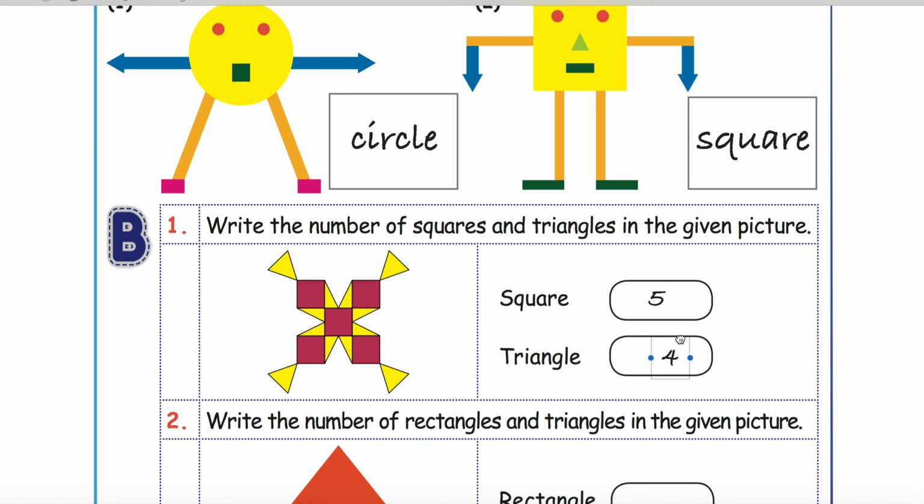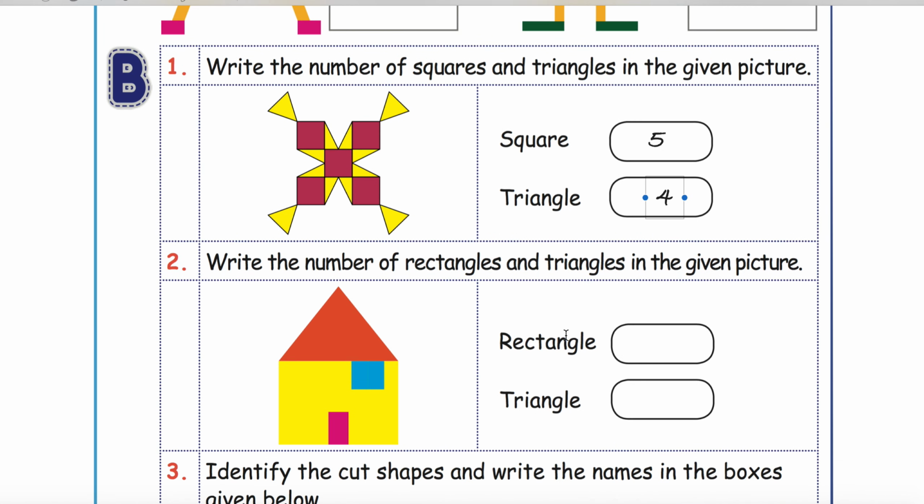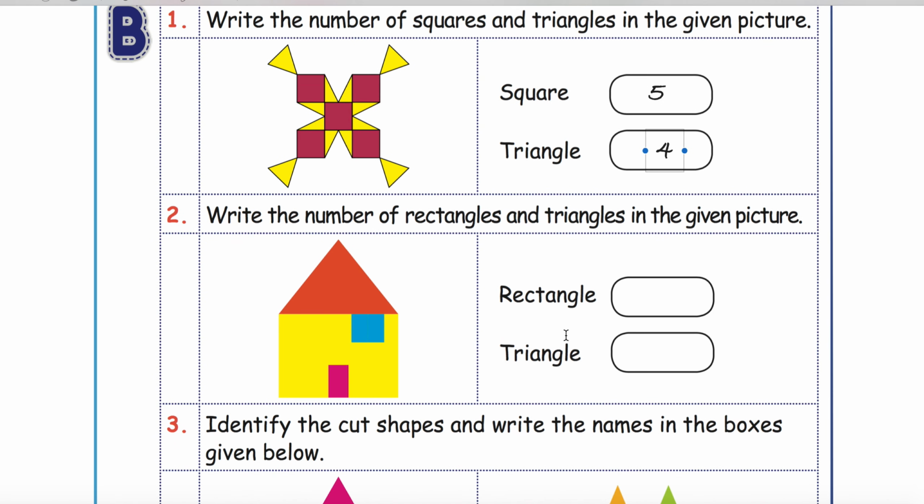Okay. Write the number of rectangles and triangles in the given picture. This is one rectangle, this is another rectangle, 2. This one is the third one. So altogether there are 3 rectangles. What about triangles? Only one is visible, right? Yes, it has only one triangle.